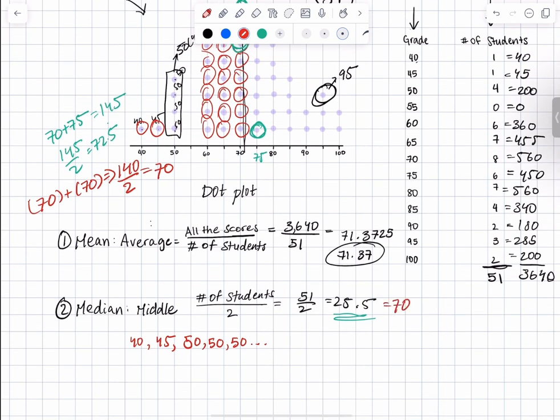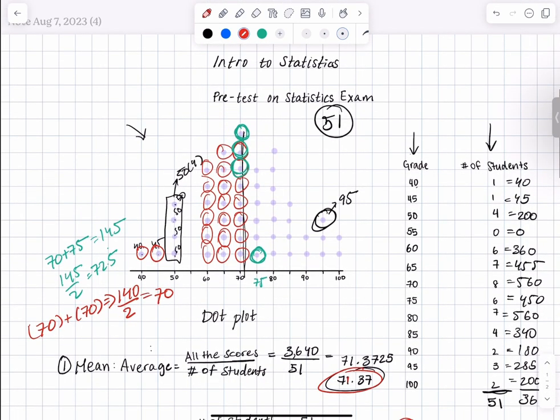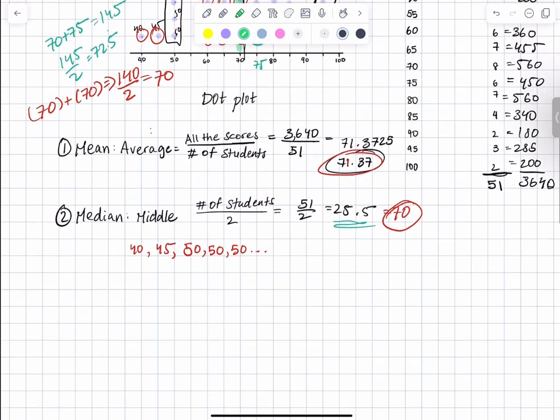You can see that the mean gave us a score of 71.37 and the median gave us a score of 70, which are really close together. They're literally almost 1 point apart. And they're both really accurate. And 70 is right here, half the data is on the left and half the data is on the right.